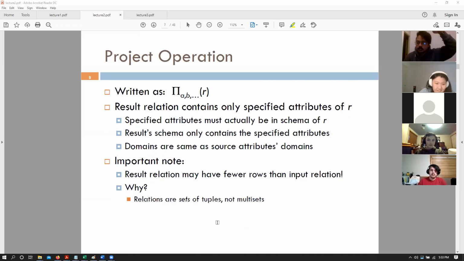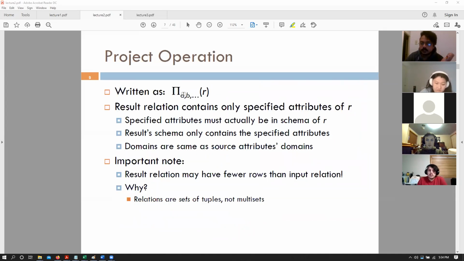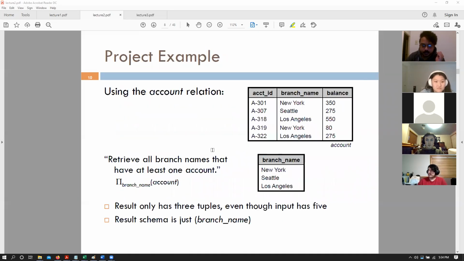Project, on the other hand, was projecting down all the columns of a particular relation, right? So I want to get, let's say, the list of all branches in my relation. I would project down the branch name, and I would get the list of all branches. I could also have multiple columns separated by commas in my project operation. We will talk more about that later, but essentially I could have multiple columns being projected out. So for example, list out all the account IDs and the branch names. I don't care about the balance. So I would just say project account ID comma branch name on the account relation, right? That would give me the list of all of those two things.